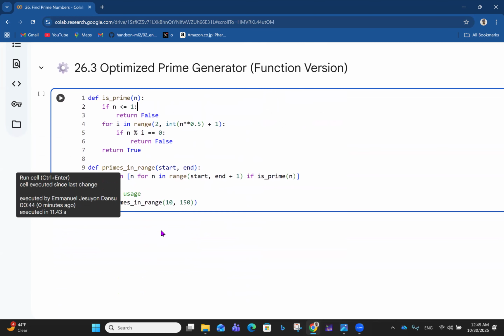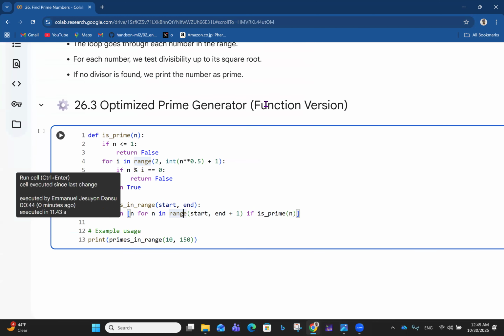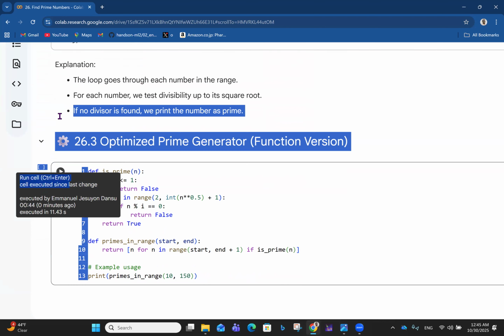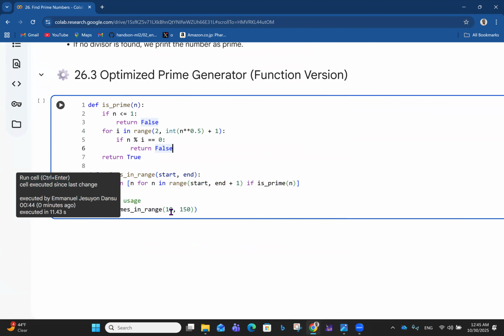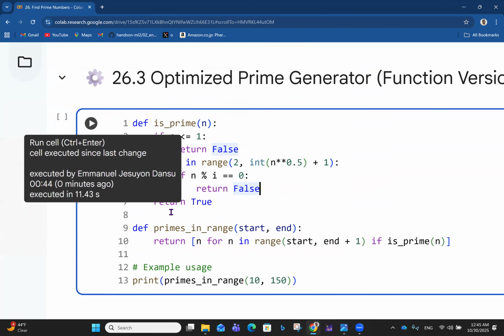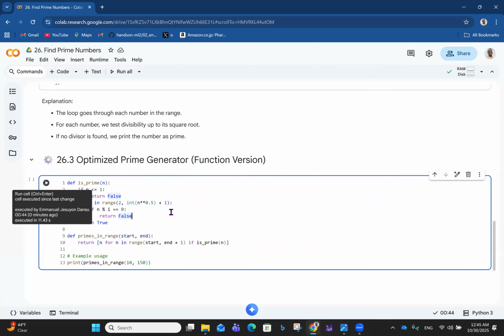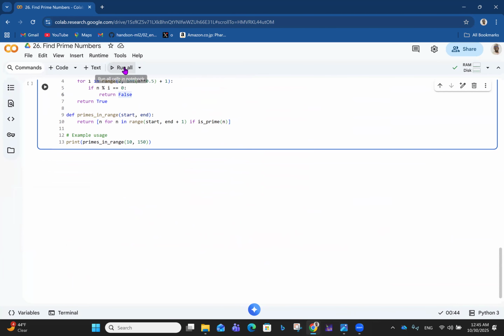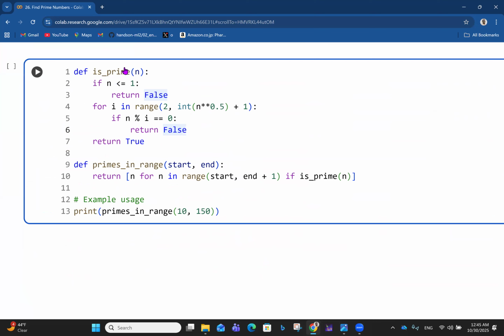So then the last thing we want to do is to have an optimized prime generator using a function. Why is this not living here? Okay, let me just leave it alone. But I expect it to go away. Okay, good, it's gone.